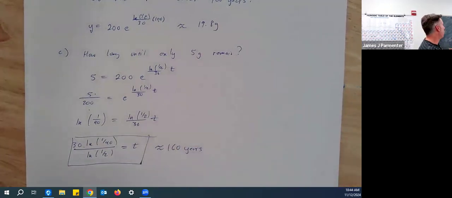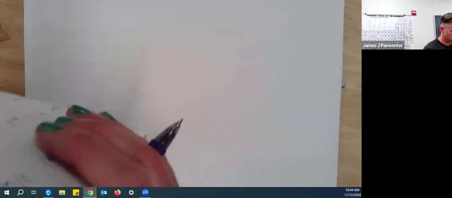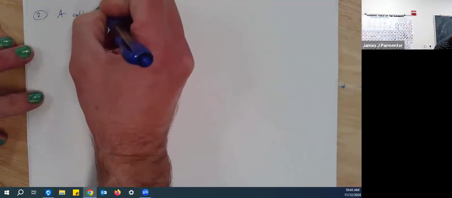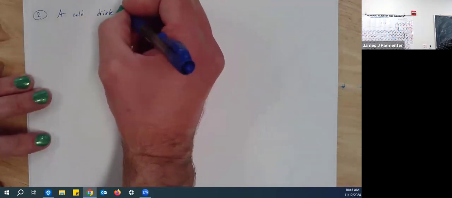Let's look at one more example in this genre, meaning let's look at a Newton's law of cooling example, which is really just another example of exponential growth and decay. It's a little bit more complicated. So let's look at this following question. So we have a cold drink is taken from the refrigerator. You drink it immediately because you want it to be cold. Cold drink is taken from the fridge.